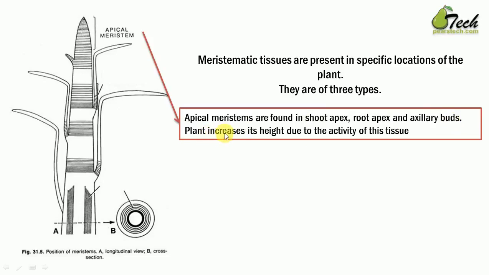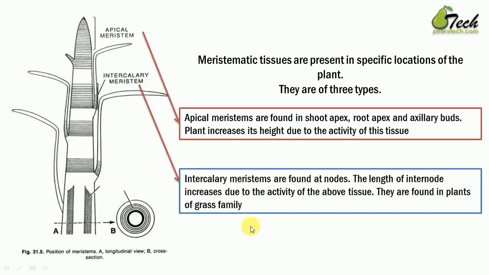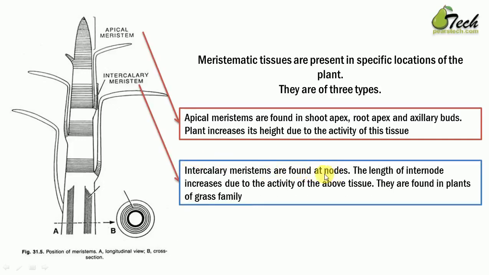Apical meristems are found in the shoot apex, root apex and axillary buds. The plant increases its height due to the activity of this tissue. So because of the activity of this tissue, it grows from the top. And intercalary meristems are found at nodes. The length of the internode increases due to the activity of this tissue. They are found in plants of the grass family.